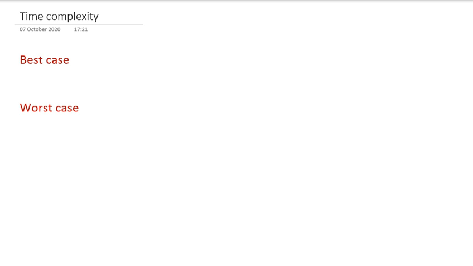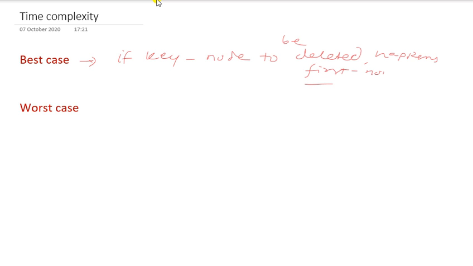What is the time complexity of this algorithm? The best case is what? The best case is if the key node to be deleted happens to be the very first node. If it is the first node, that is the best case. That time it is a constant, big O of 1. So there is no need of traversing.